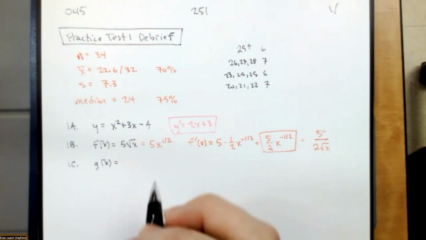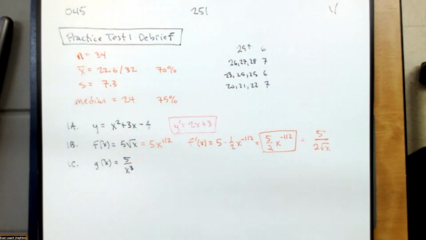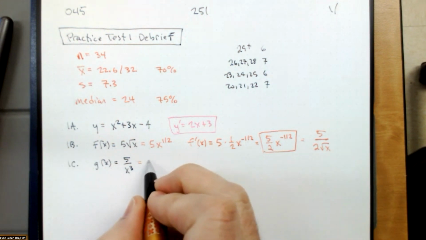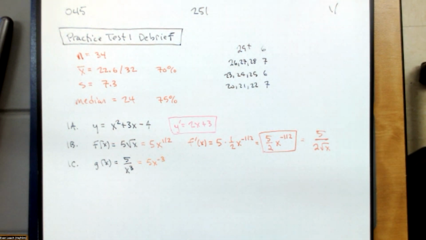The next problem, I've got a 5 over x to the third. In this problem, we're going to do a rewrite again. This is me just asking, what do you do if there's an x in the denominator? We've got to move to nx to the n minus 1. That x has to be in the numerator, so I'm going to do a rewrite on this as well. I'm going to write this as 5x to the negative 3. Now we can nx to the n minus 1.